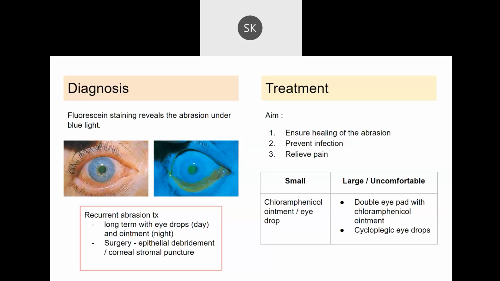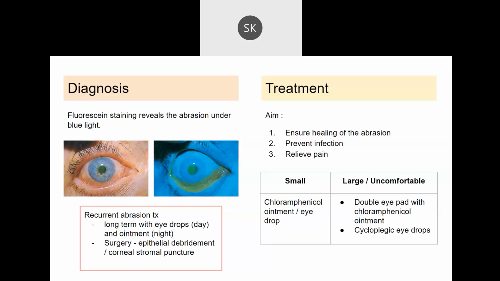Usually this eye pad together with the chloramphenicol ointment, we ask the patient to use for around 1 day or until the symptoms improve. But if the eye pad is not comfortable to the patient, then we remove it and just administer the chloramphenicol ointment only. And as for the pain, we can also give them cycloplegic eye drops, whose function is basically to paralyze the ciliary muscle, so there's not much movement.